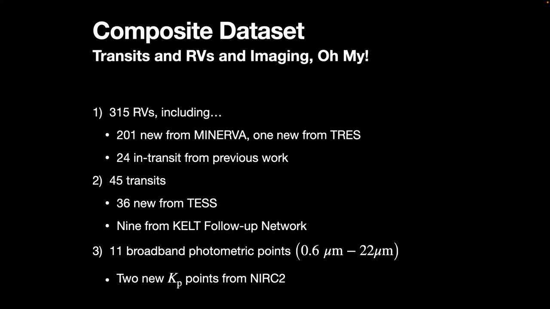We introduced 36 new transits from TESS and 45 in total, where 9 of them come from the KELT follow-up network, which is this team of telescopes that went after a lot of KELT stars with transiting planets just to collect additional photometry on them. And we also include 11 broadband photometric points, 2 of which being those 2 from the NIRC2 K prime band that I mentioned.